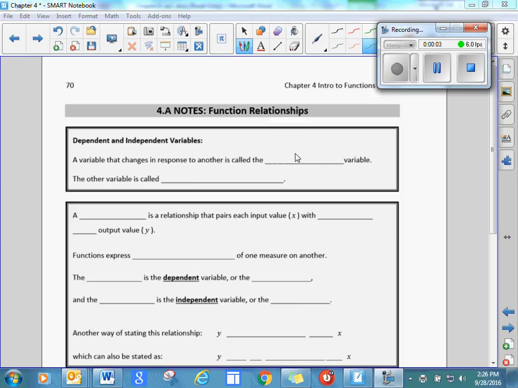Hi guys, we're moving on to Unit 4. This is 4A, notes on the new unit, function relationships, page 70 in your purple book. We're switching gears a little bit, although really it all comes back and is related.